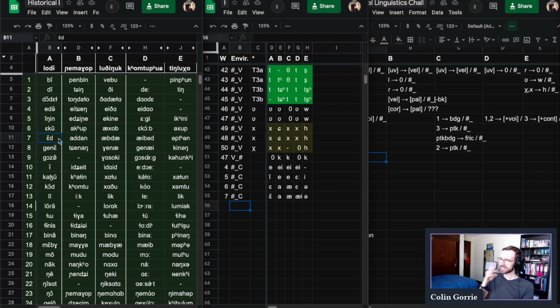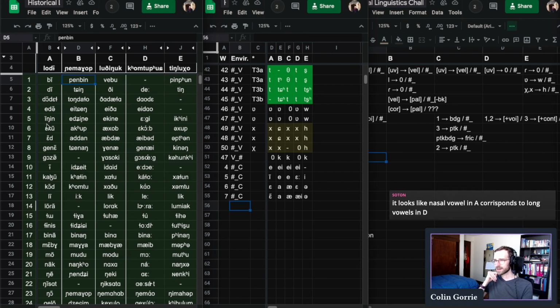Okay, I'm not exactly sure how to describe what's going on here. The nasalization on vowels in A seems to come either from a following nasal, as in words 1 and 2, and 3 and 4, frankly. But then we have to explain what's going on with 5 and 6 and 7, which don't seem to have nasals after them in the other sister languages.